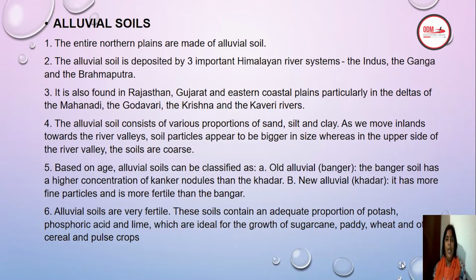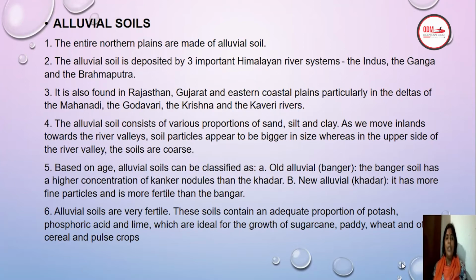See, according to the classification, the first type of soil that we will deal with is your alluvial soil. Alluvial soil is found mostly in the northern plains of our country, and it is a result of the deposition carried out by three major Himalayan rivers like the Indus, the Ganga, and the Brahmaputra. This soil is widely found in Rajasthan, Gujarat, eastern coastal plains, particularly in the deltas of the Mahanadi, Godavari, Krishna, and Kaveri rivers.